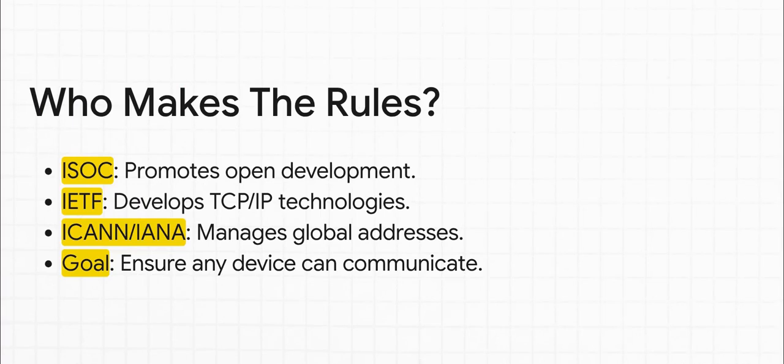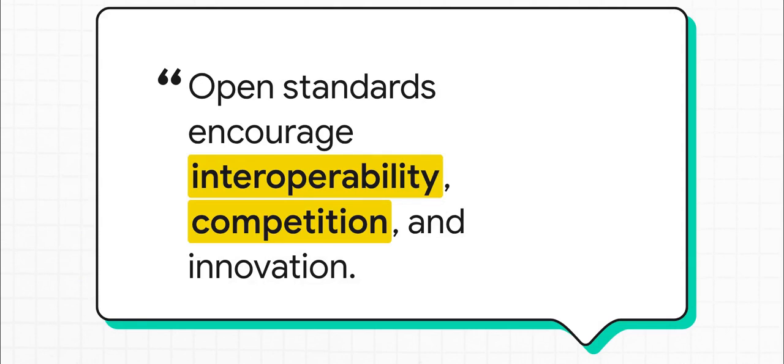Well, the answer is a bunch of neutral, non-profit groups. You can kind of think of them as the guardians of the internet. You've got organizations like the Internet Engineering Task Force, they're the ones developing the tech. And then you have groups like ICANN, who manage the global address book. Really, their entire job is just to make sure the internet stays one, single, open, connected network that works for everybody. And this quote really sums up their whole philosophy.